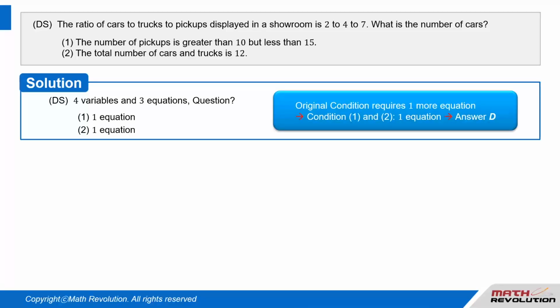We know that each condition would usually give us an equation, and since we need one equation to match the number of variables and equations in the original condition, the equal number of equations and variables should logically lead to answer D.